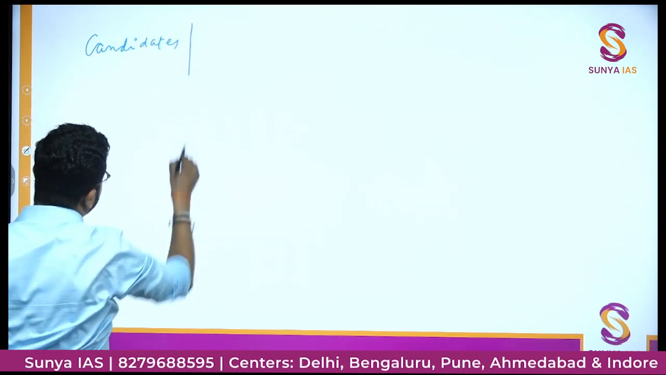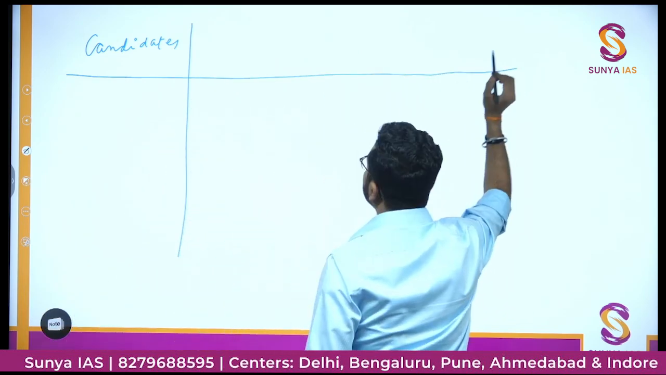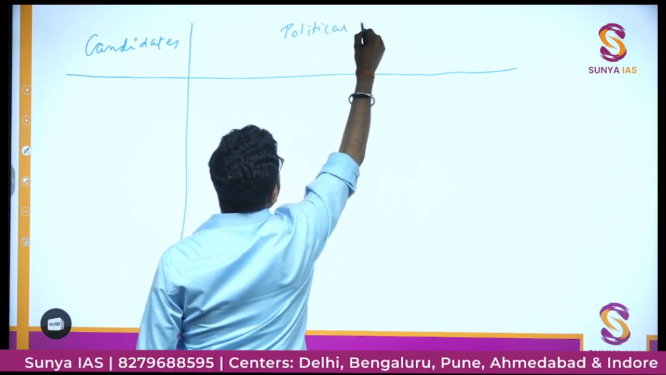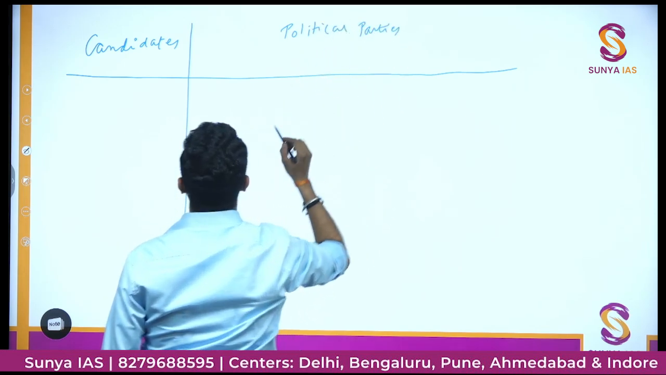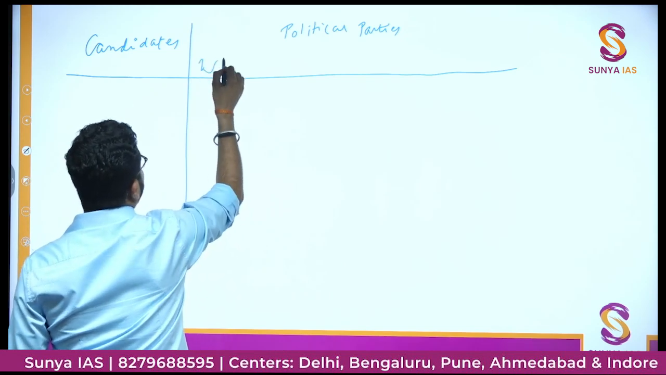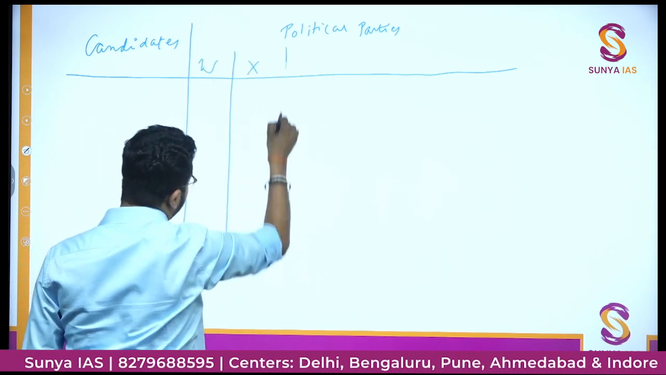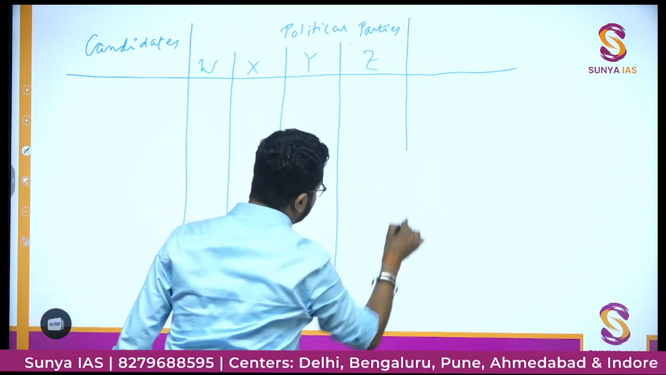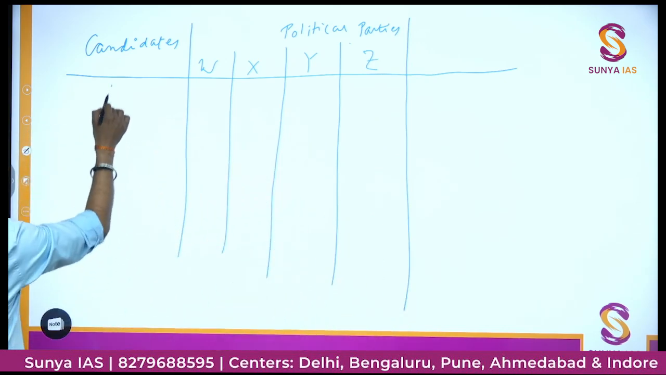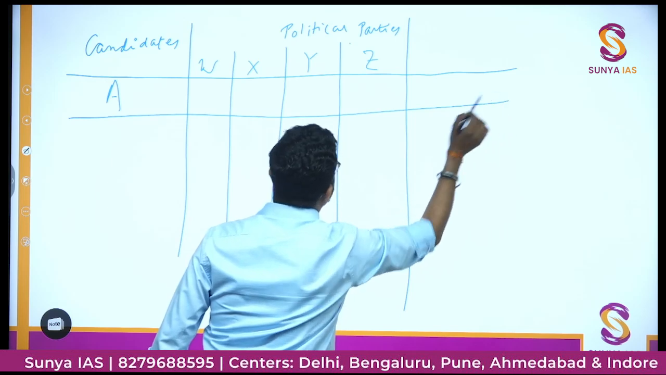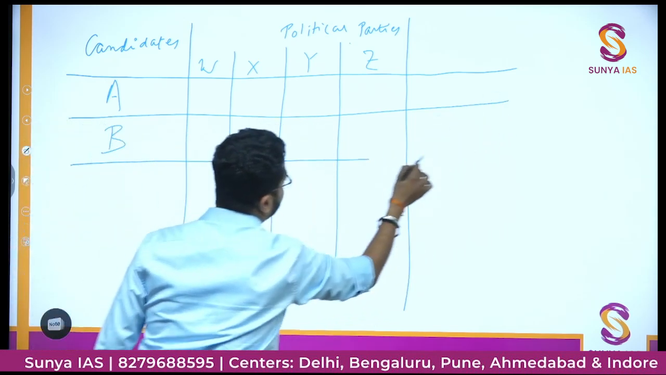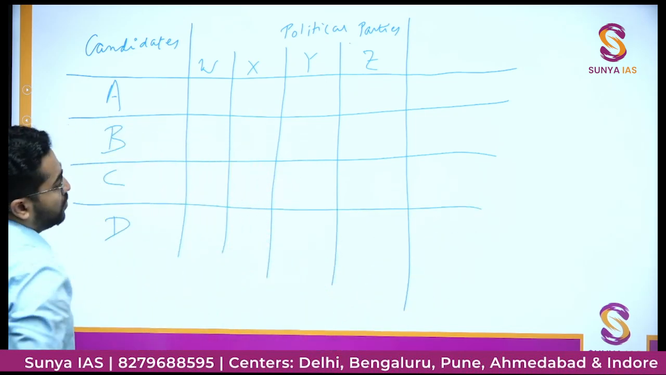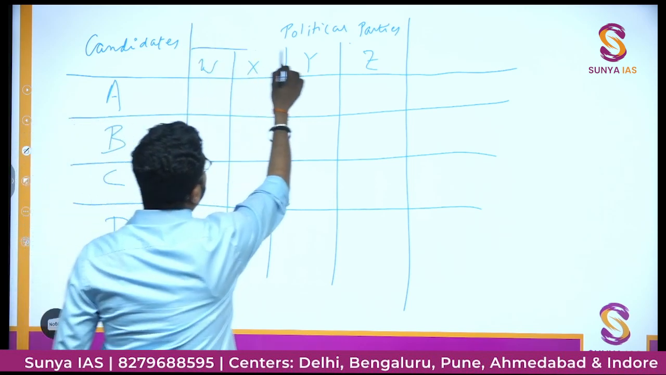Candidates, political parties, W, X, Y and Z. These are the political parties. Candidates are A, B, C, D. Okay, so I have prepared this table.